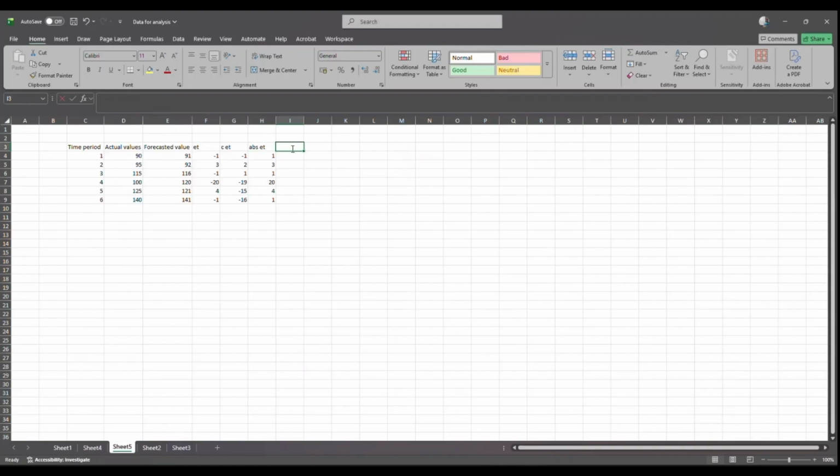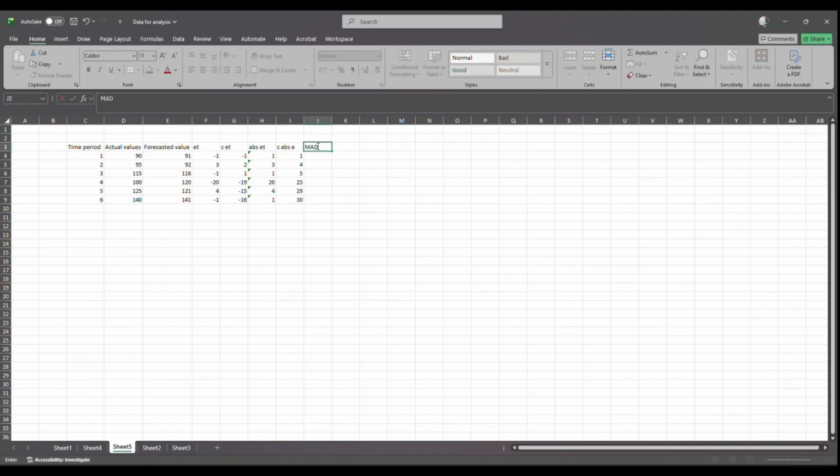So we'll do equal to ABS, and we'll select the error value right here. After that, we are supposed to estimate the cumulative absolute error. So what's the cumulative absolute error? It should be something like this, the first value right here, and then the next value should be 1 plus 3. And we'll drag it down.